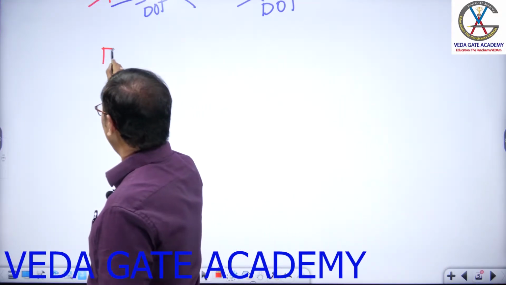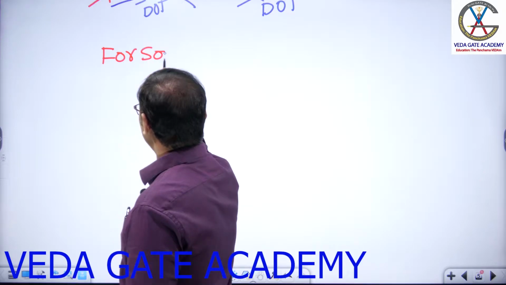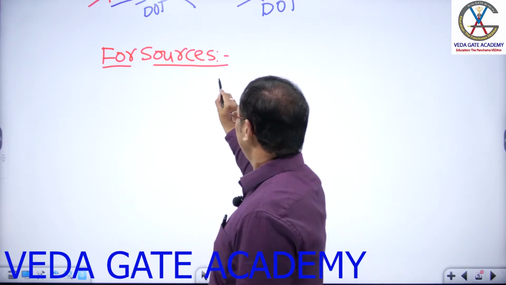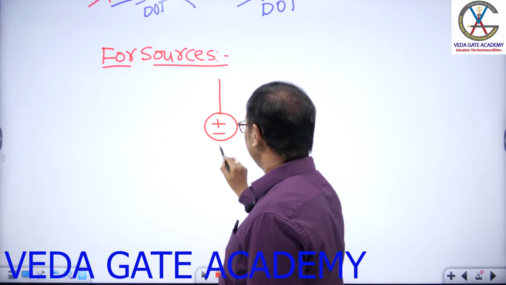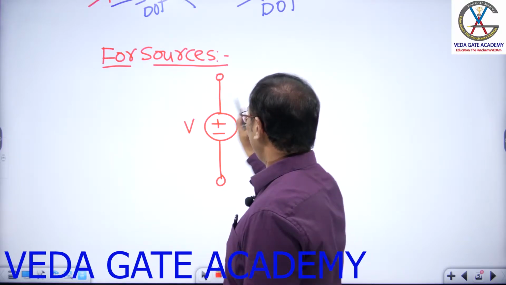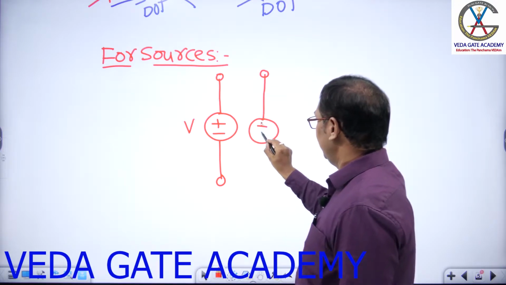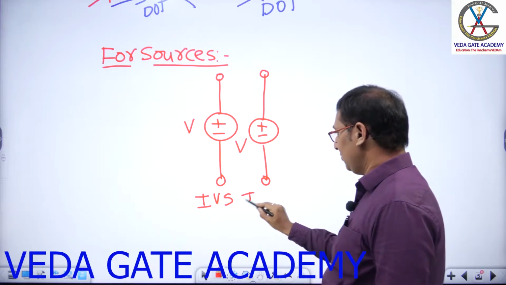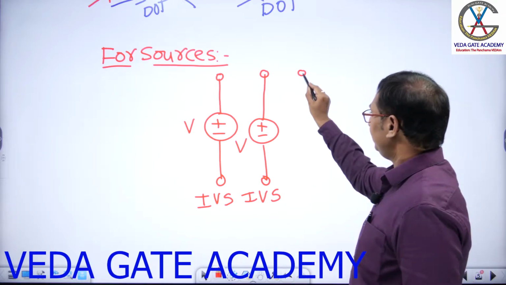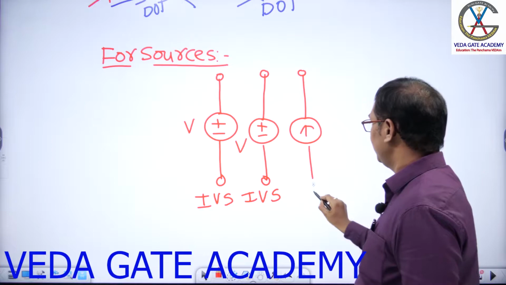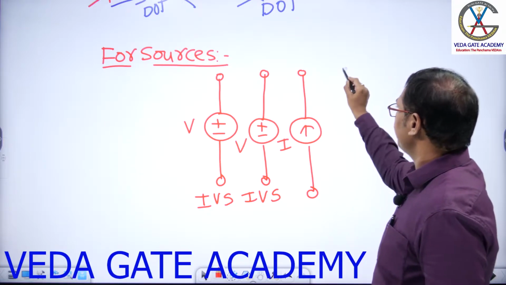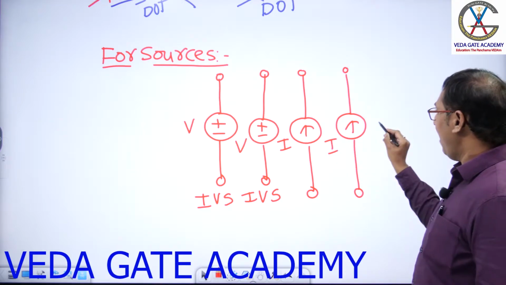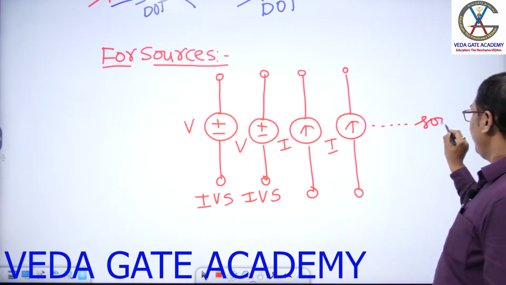Sign convention for sources. What sources do we have? Voltage source as well as current source. I am taking one ideal voltage source here, and even this is one ideal voltage source. Let us take one ideal current source, ideal current source I.